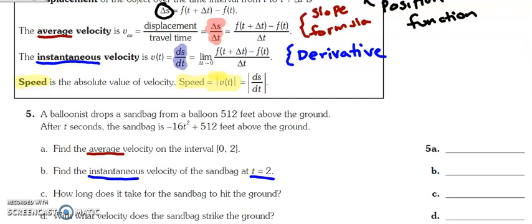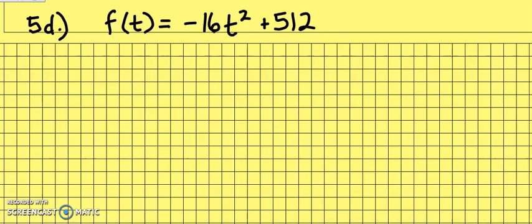And now D, with what velocity does the sandbag strike the ground? So we can actually make use of some previously calculated answers to answer part D. Now think about that. With what velocity does the sandbag strike the ground? So our function f of t equals negative 16t squared plus 512 is not what we want to directly use, because this is a position function. We don't want position, we want velocity.